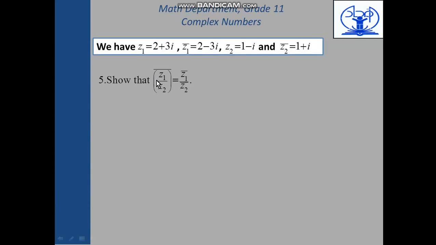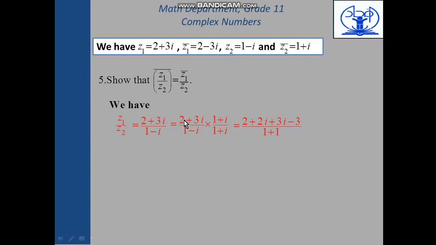Now we have to show that the conjugate of z1 over z2 is equal to z1 bar over z2 bar. We have z1 over z2 equal 2 plus 3i over 1 minus i. Remember, in session 2 we learned how to do the quotient of two complex numbers. So we have to multiply by the conjugate of the denominator, which is 1 plus i. And here we have z times z bar is equal to real part squared plus imaginary part squared, so 1 plus 1.